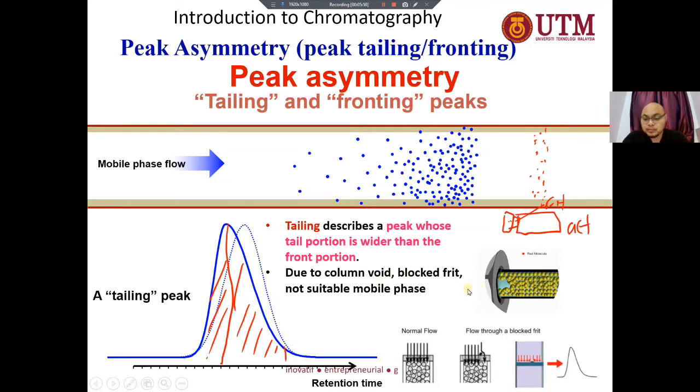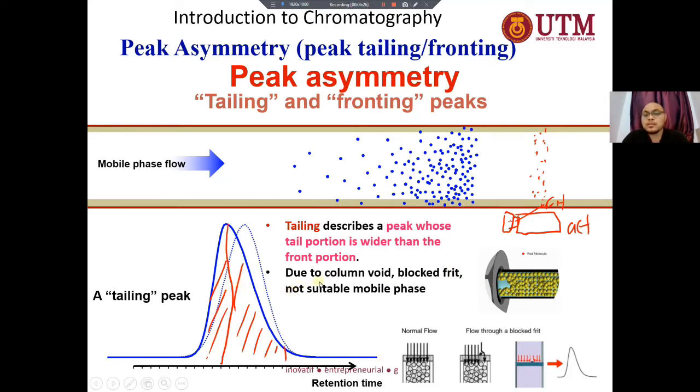Or in another situation, when you are using a mobile phase with adjusted pH, for example, you need to use an analysis that requires a mobile phase at high pH, it can also cause this kind of behavior. So if the mobile phase is not suitable to the sample or to the column packing material, it can cause this effect as well.